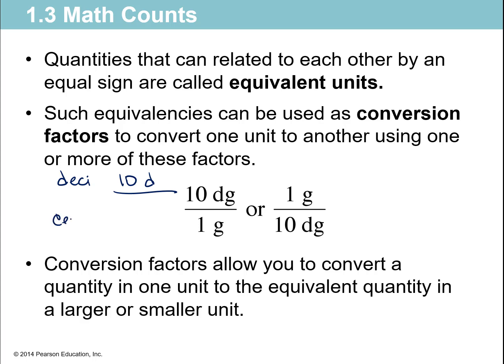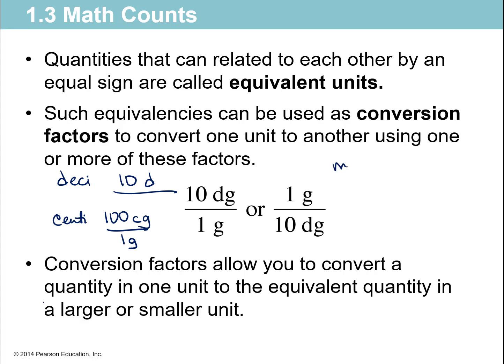If I have centi, centi will always have 100 because centi is 100 times smaller. It always takes 100 centis to make a base unit, whether it's grams, meters, or liters. So I could put grams here, or I could put an M, meters here, or I could put L for liters. Anytime you have centi, you're going to put 100 in front of the C.